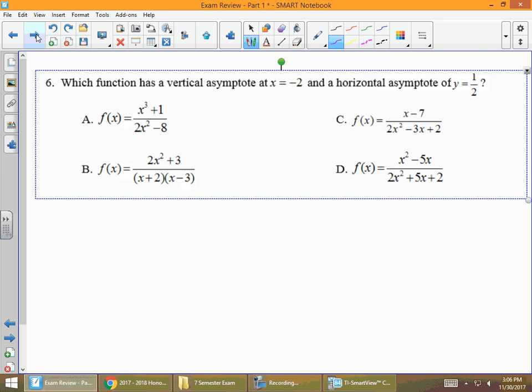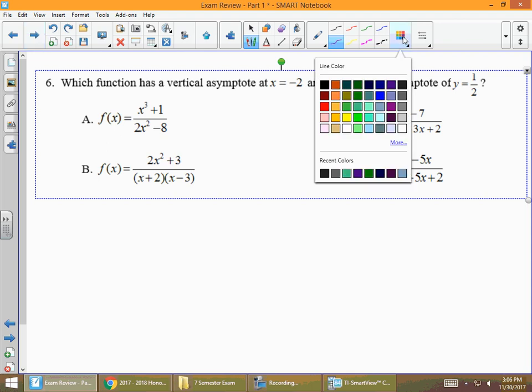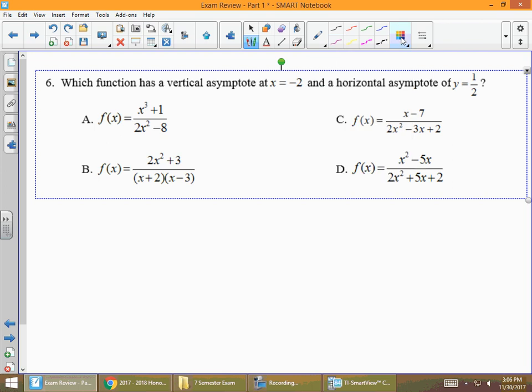Okay, which function has a vertical asymptote at x equals negative 2 and a horizontal asymptote at 1/2? So the first thing I'm going to look at here is that horizontal asymptote of 1/2. To have a horizontal asymptote other than y equals 0, that means I need to have the same degree on top and bottom.